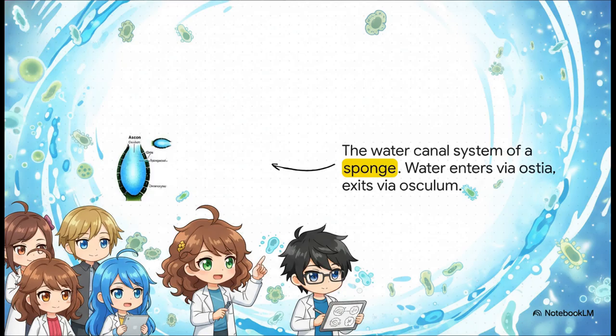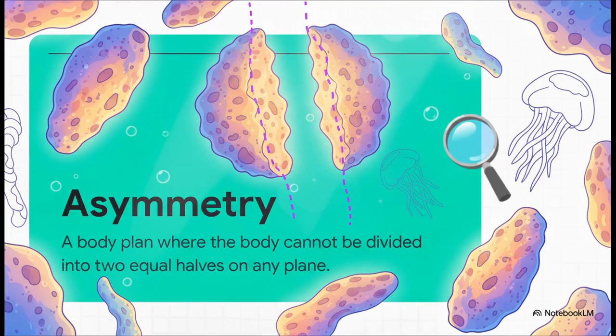And their whole life revolves around this super simple system you see here. Water gets pulled in through all those tiny pores, the ostia, and then pumped out a big hole at the top, the osculum. That's it. That's how they eat, breathe, and get rid of waste. Simple, but it works. And because of this kind of loose, blob-like organization, most sponges are asymmetrical. I mean, there is just no way you could slice a sponge down the middle and get two matching halves. It's not going to happen. They are, by definition, the most basic blueprint you can have.